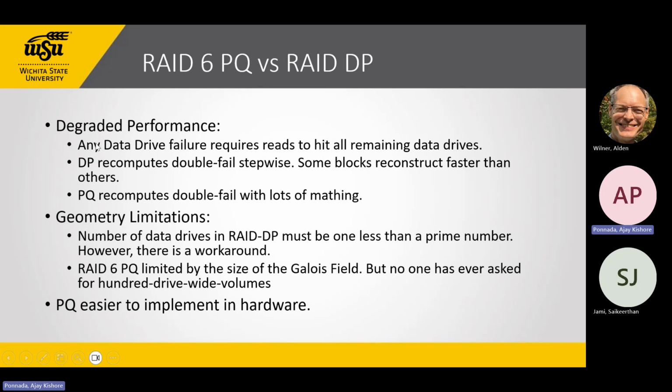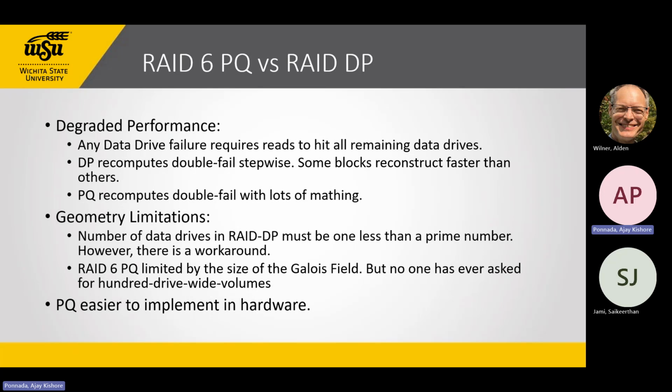So degraded performance: any data drive failure requires reads to hit all remaining data drives. DP recomputes double fail stepwise. Some blocks reconstruct faster than others. PQ recomputes double fail with lots of matching. So we have geometry limitations, like the number of data drives in RAID DP must be one less than a prime number. Yes, however, this has a workaround. RAID 6 PQ is limited by the size of the Galois field, but no one has ever asked for 100 drive wide volumes. PQ is easier to implement in hardware.